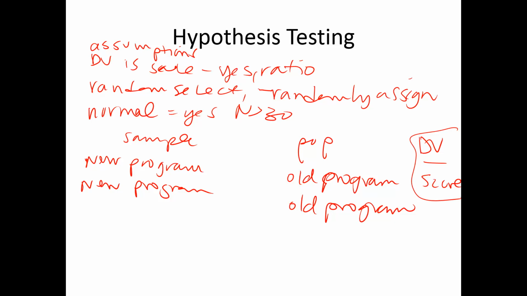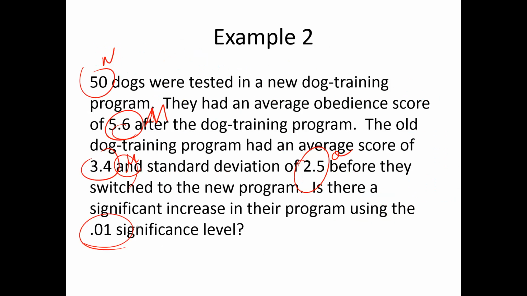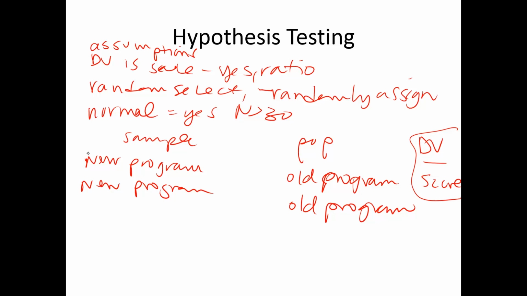So we've got our new program and our old program. We're looking for a significant increase in their program score, so we're trying to make dogs better faster. So that means for the research hypothesis, we're going to go up, and then the null is going to be less than or equal to. So this is a one-tailed test that is greater than. Right?